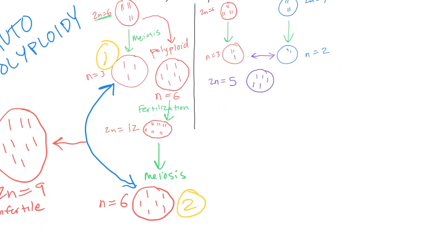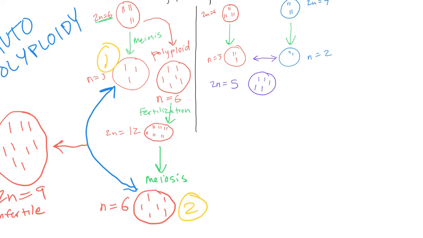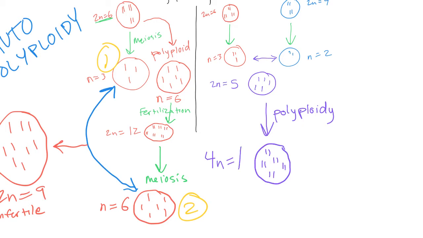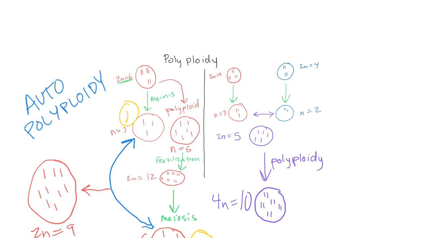But what if it went through a polyploidy event? Blow your mind? Yes. Now it is 4n equals 10. So can this produce viable gametes? Yes, all right.